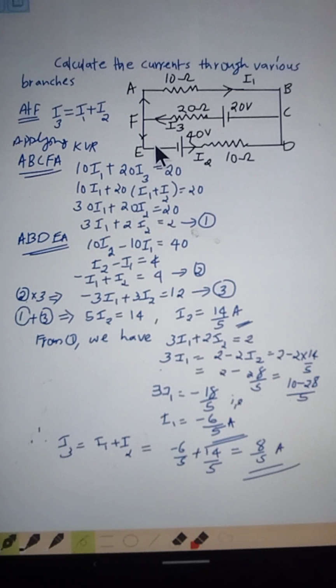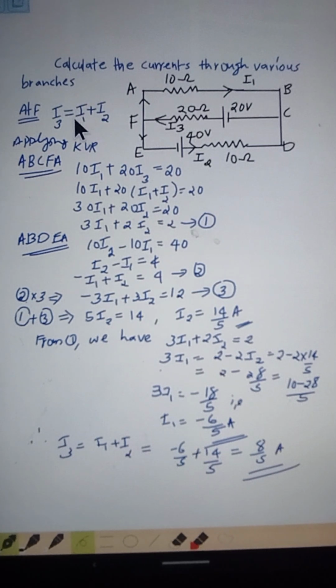So applying Kirchhoff's first rule, the current rule at F, we know the current entering the junction should be equal to the sum of currents leaving that junction. So I3 is equal to I1 plus I2.